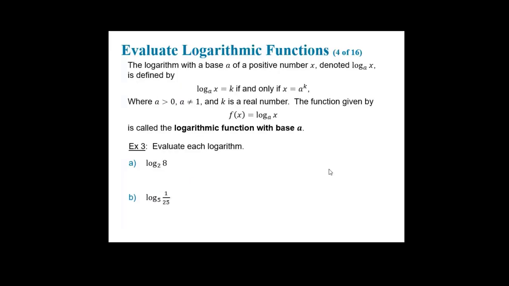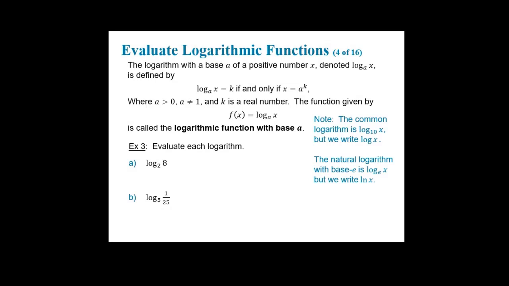We talked about the common logarithm, but really the logarithm can have any base a. So a logarithm with a base a of a positive number x, denoted log base a of x, is defined by log base a of x equals k if and only if x equals a to the k. So a is greater than 0, can't be 1, and k is a real number. This is the log function with base a.